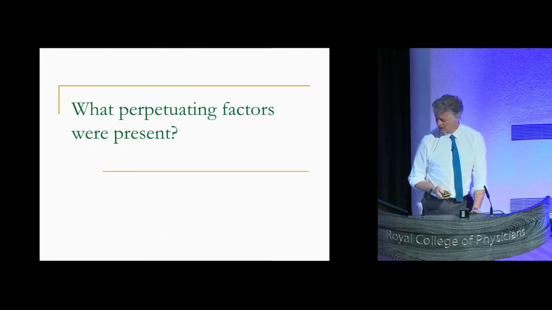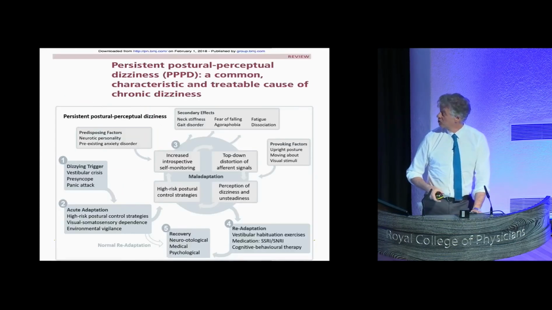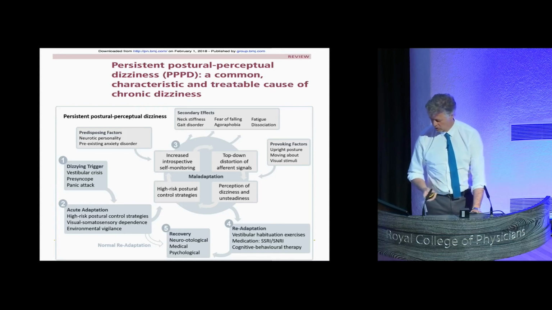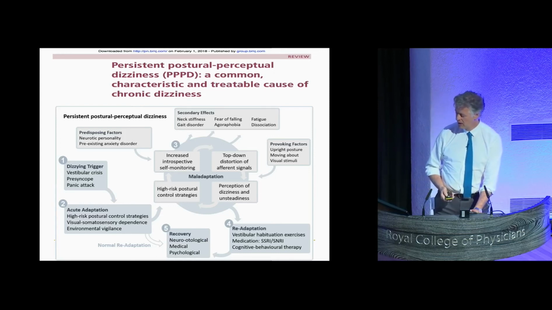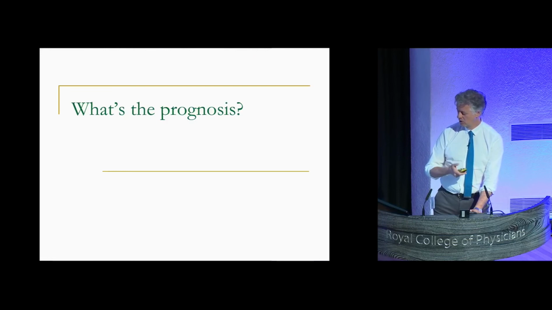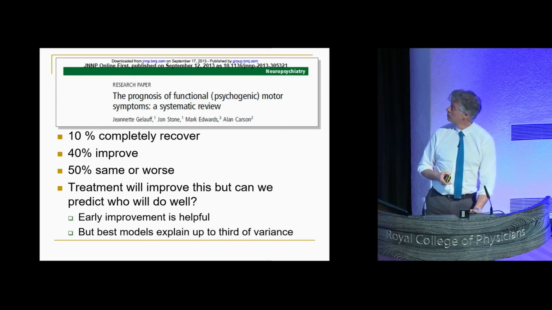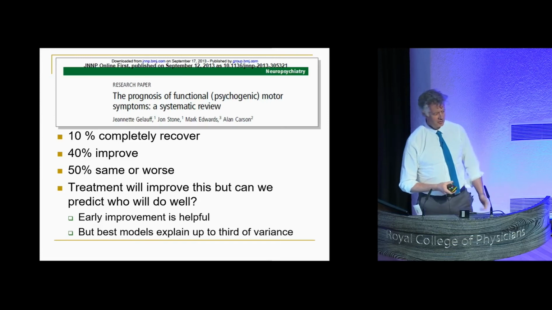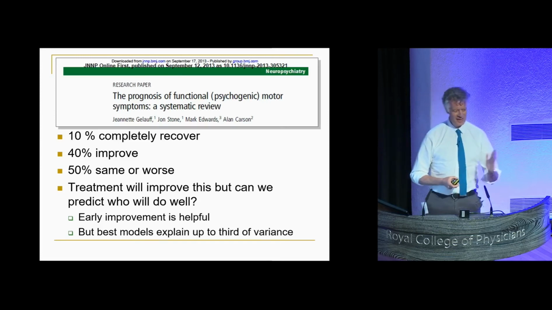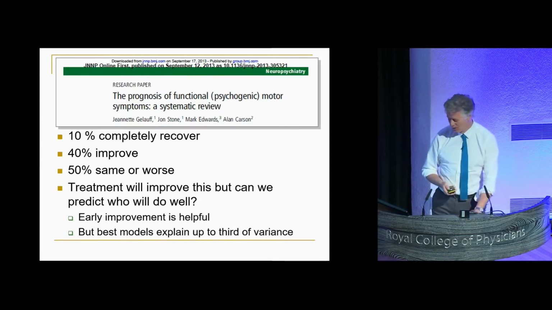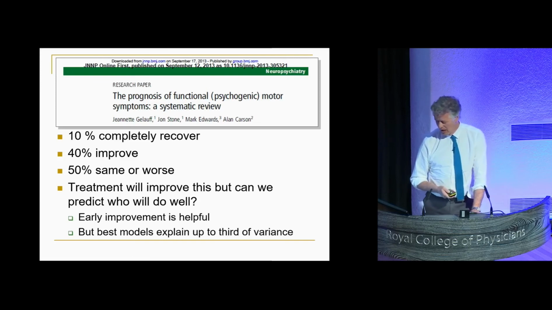I look for perpetuating factors and just trying to see how the person responded. Can we contextualize this for the development of a functional disorder in the normal time? And then one is asked, what is the prognosis? Jeanette Geloff, one of our researchers, did this very helpful prognosis of functional motor symptoms review, which is totally legally unhelpful because it's exactly 50-50 and you're always asked to swing on balance of probability one way or the other.